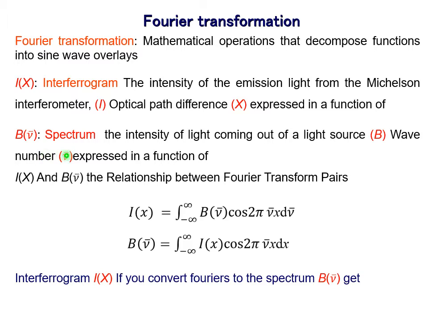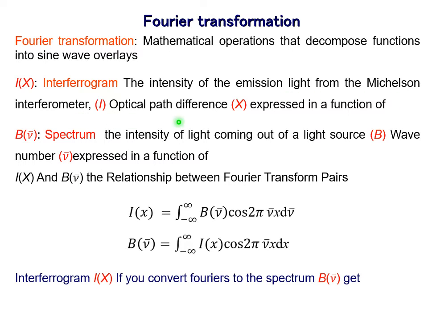In the actual FTIR, two functions are important when measuring the infrared absorption spectrum. One is called an interferogram, which is a function measured directly by the device. It represents the intensity I of the light emitted from the Michelson interferometer as a function of the optical path difference x. And the other is the spectrum.